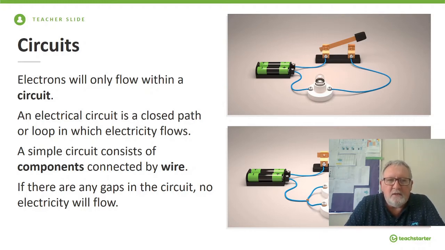So a simple circuit consists of components connected by wire. And our diagram here shows the wire in blue. If there are any gaps in the circuit, no electricity will flow.